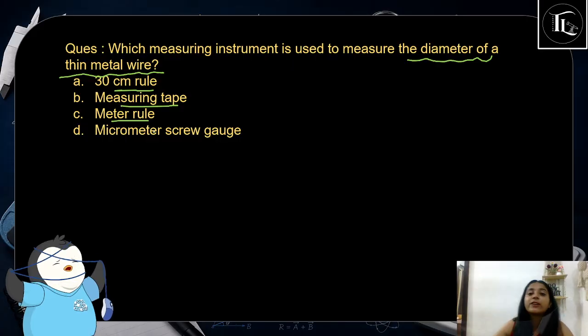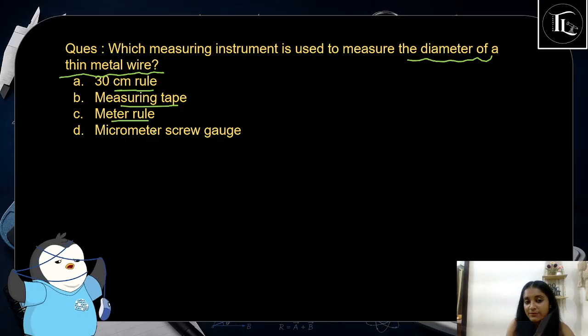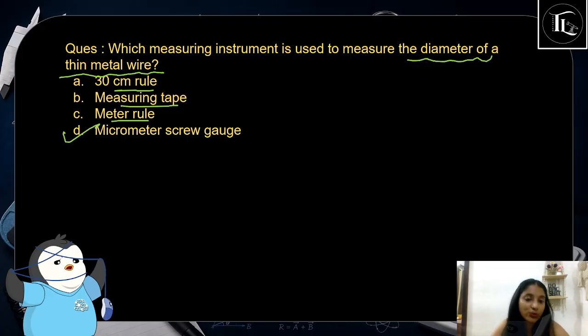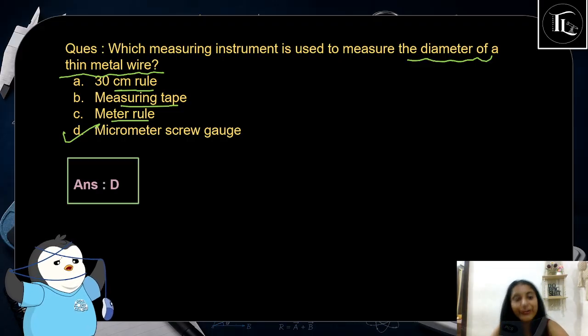So that's why we have the Vernier caliper and the screw gauge. The Vernier caliper is more sensitive than these, and the screw gauge is the most sensitive one. Right? So option D is correct here. We will use the micrometer screw gauge to find out the diameter of a thin metal wire.